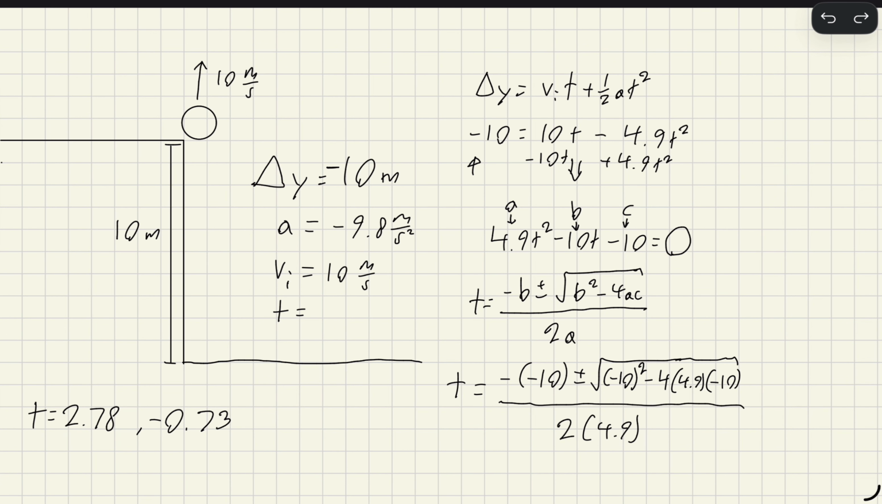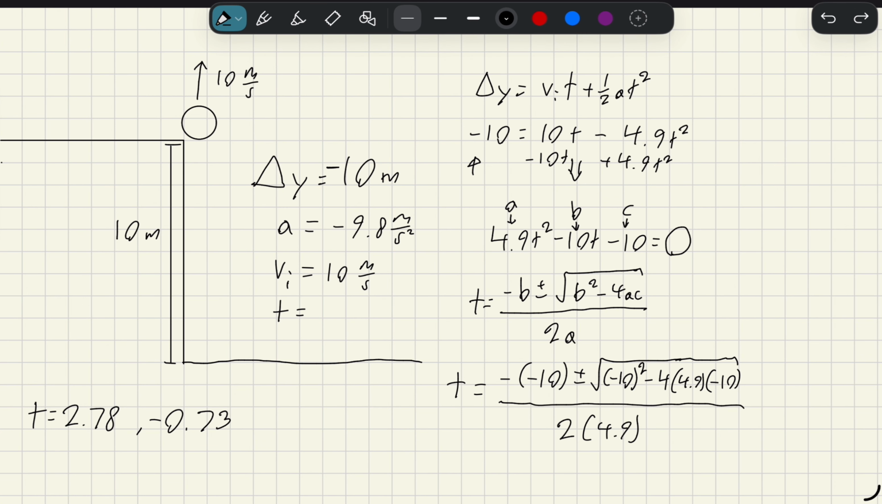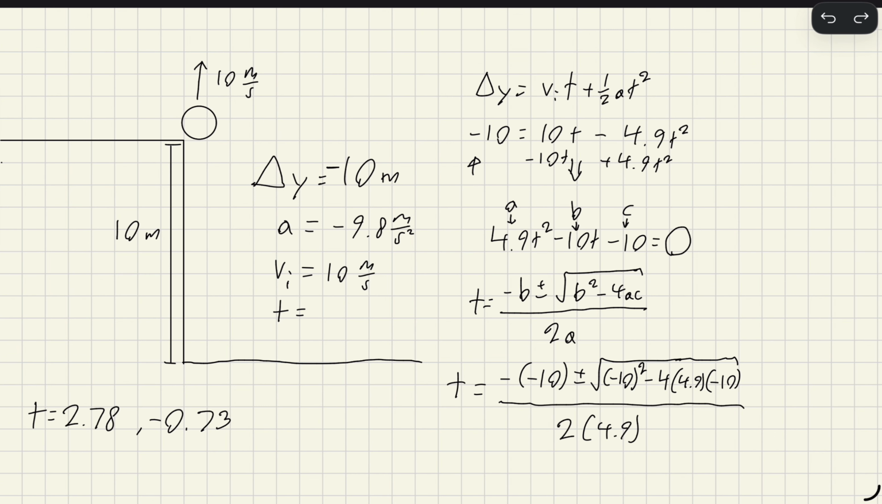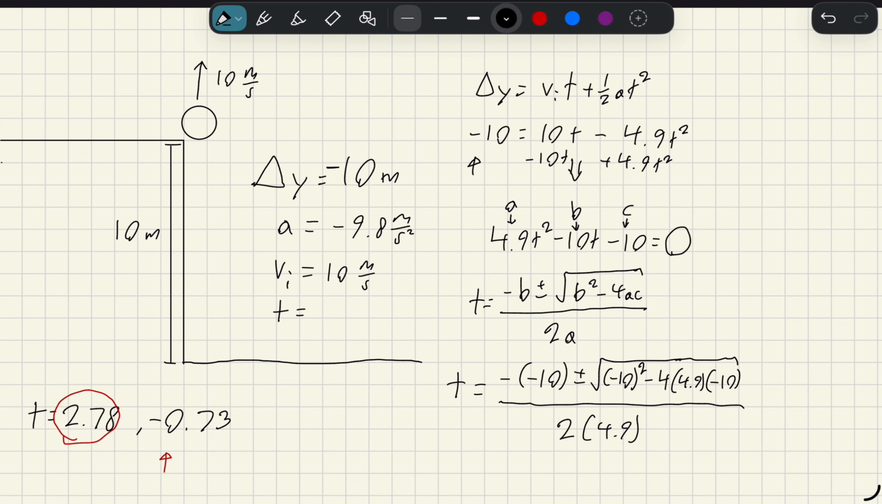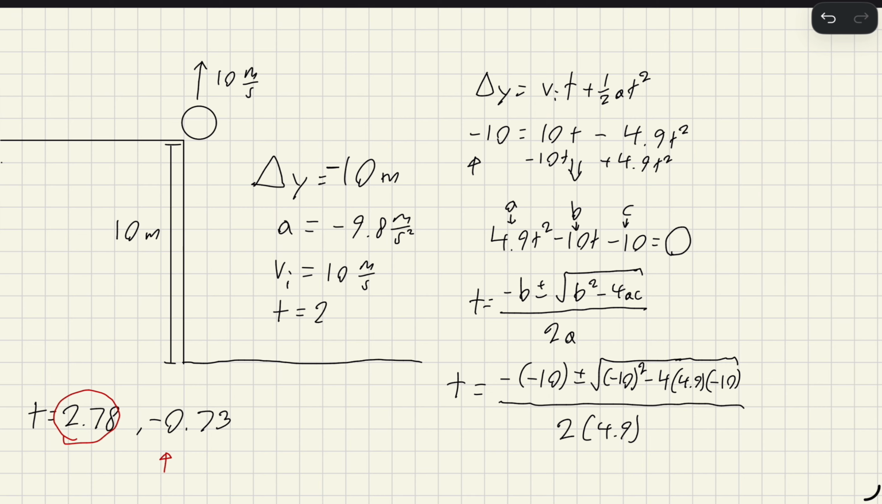And then on the left are the two solutions that we get from the positive or negative in the quadratic formula. And you'll notice that one of our solutions is a negative value. There's no way to have negative time, and so we know that the correct solution is 2.78 seconds. I'll write that here.